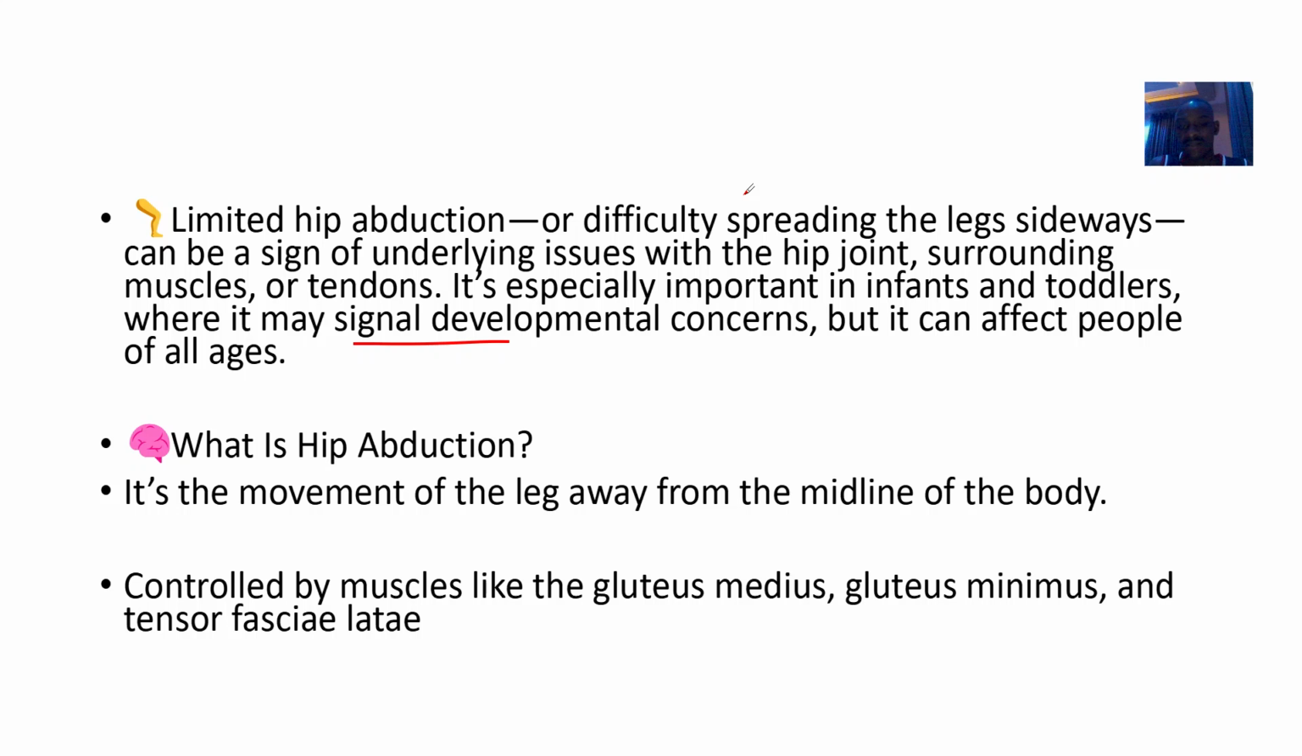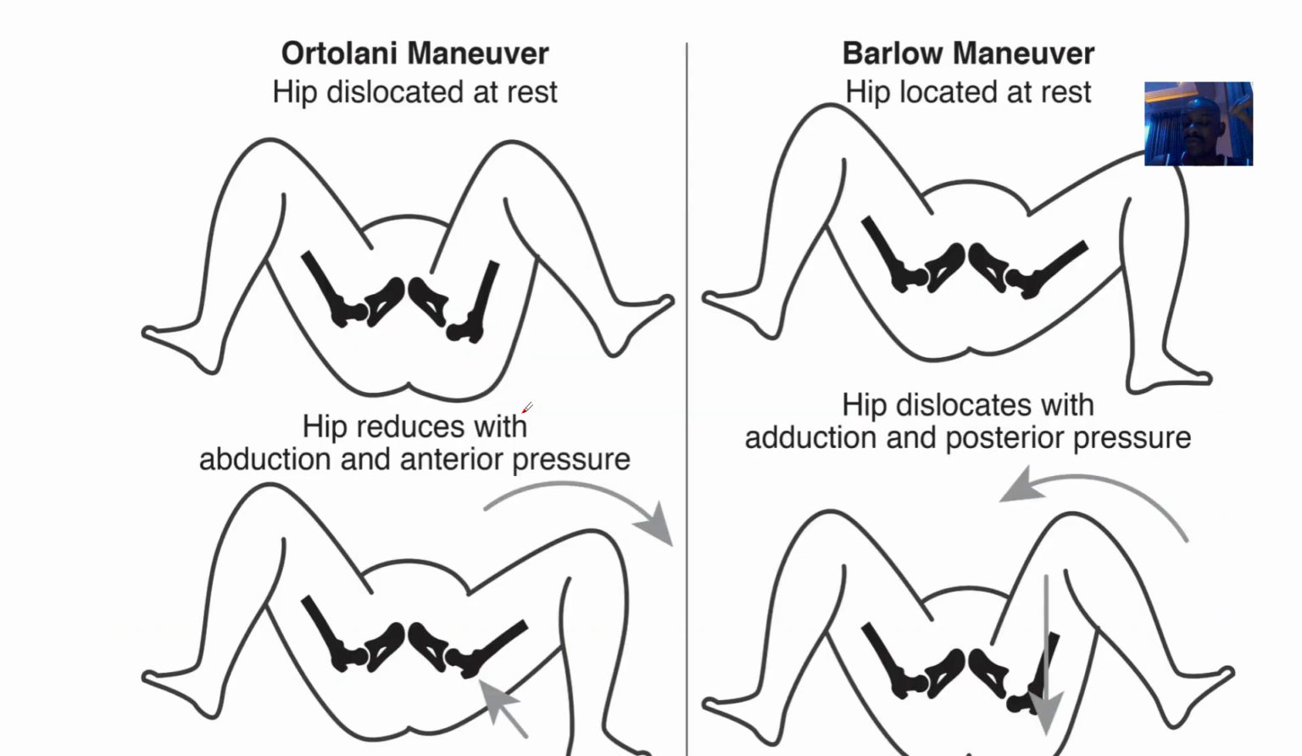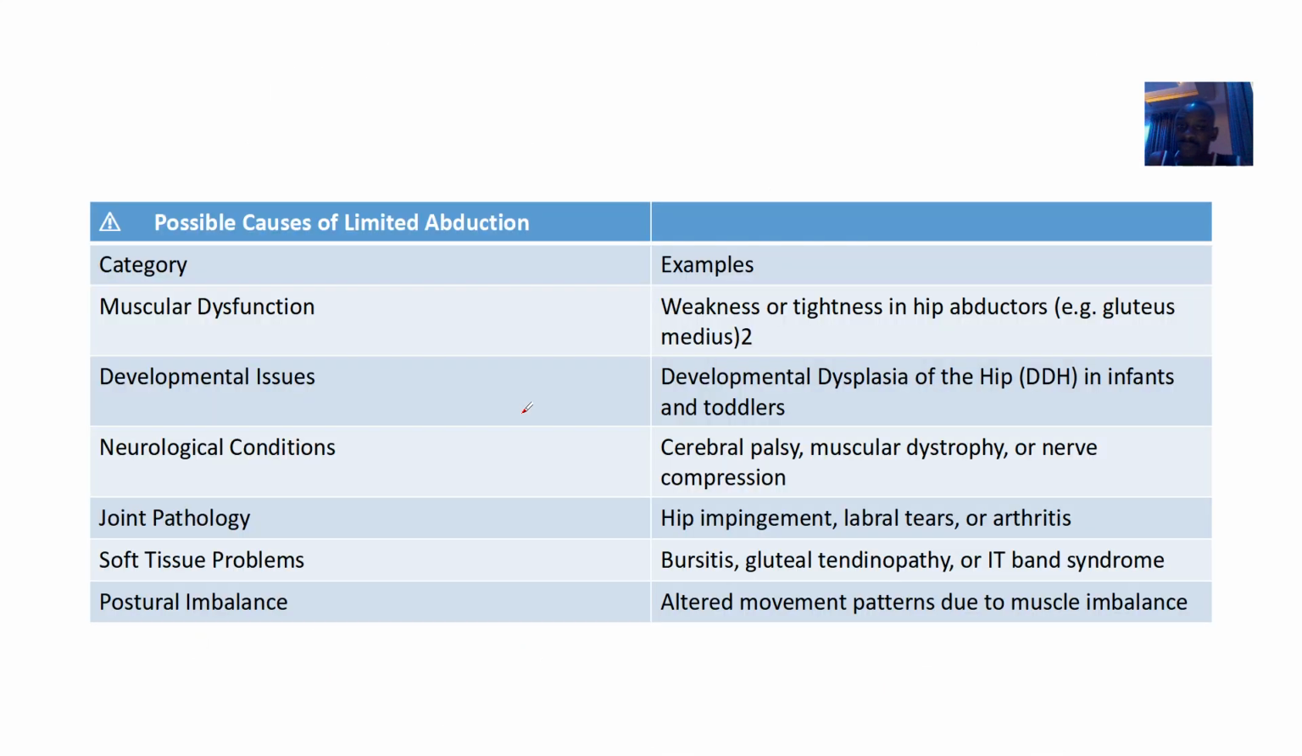So this is limited. The movement of the leg away from the midline is controlled by muscles like gluteus medius, gluteus minimus, the tensor fasciae lata. All right, so possible causes, which is the height of this lecture, right? What could make your hips not want to go away? Trying to know how the hip is going away and back is what is known as the Ortolani and Barlow test. We have already spoken about them.